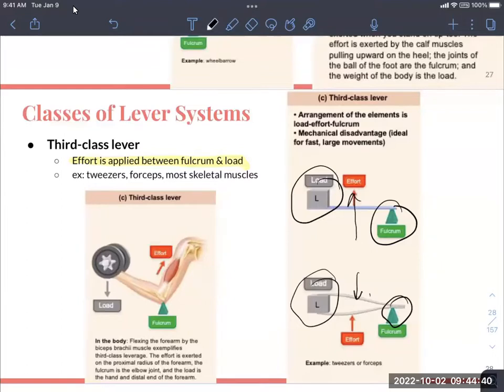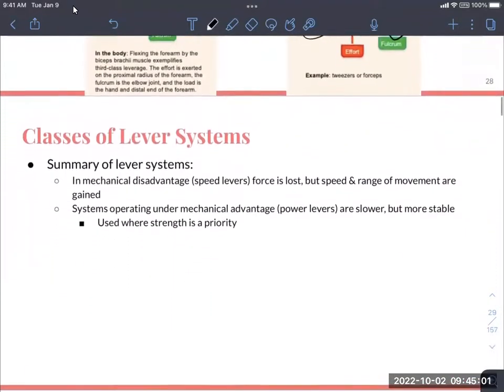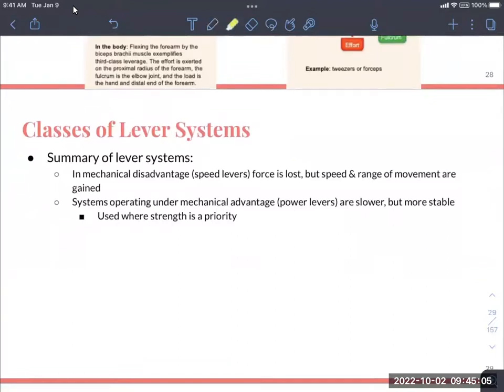When you do bicep curls, the weight is always going to be in your hand. That fulcrum is your elbow. The effort is that muscle contracting up to allow you to move that weight. So in a mechanical disadvantage or speed lever, force is lost. But if we have a mechanical advantage or a power lever, they're slower, but they're more stable.